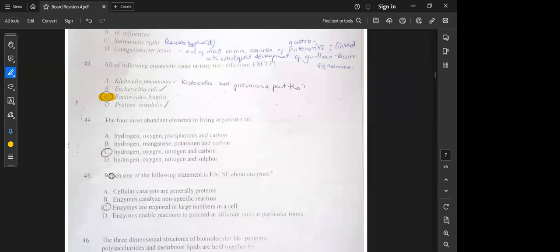I think mostly it's ciprofloxacin or levofloxacin. Not sure. Ciprofloxacin. Nitrofurantoin is used for the recurrent infections.